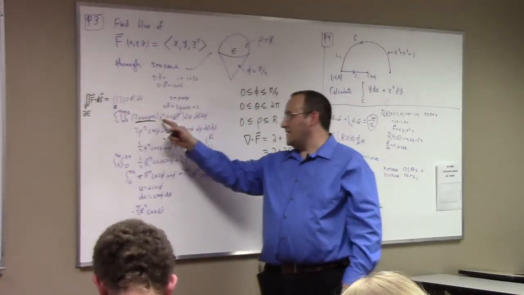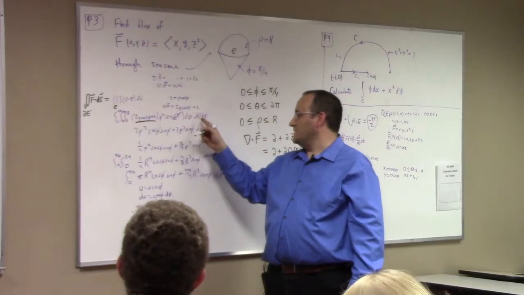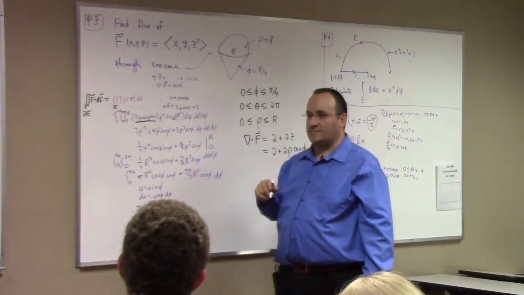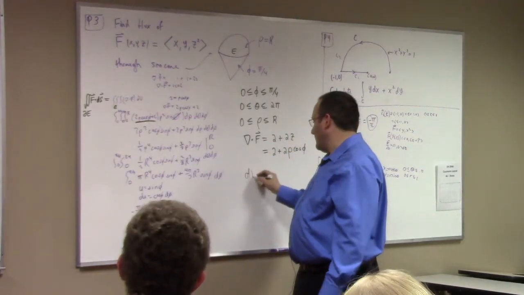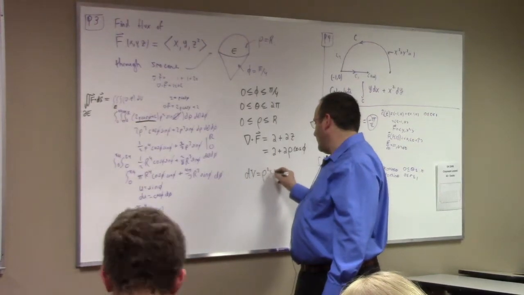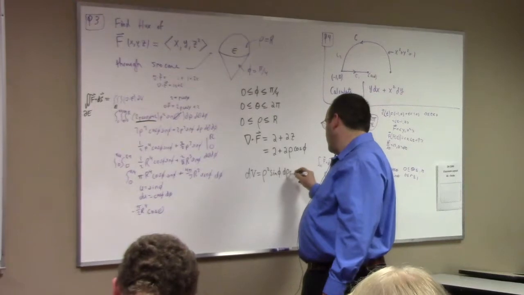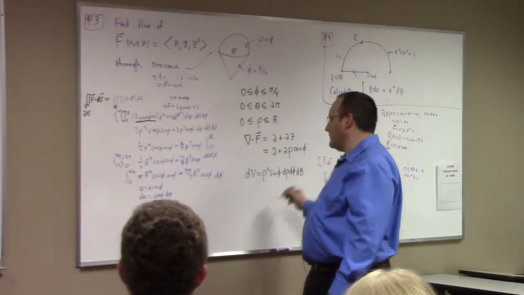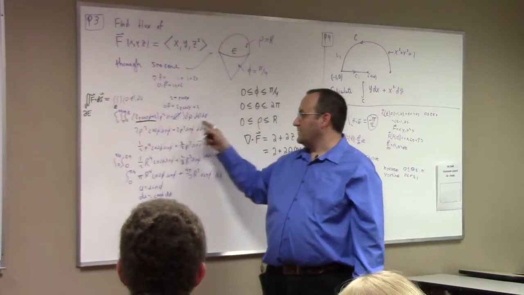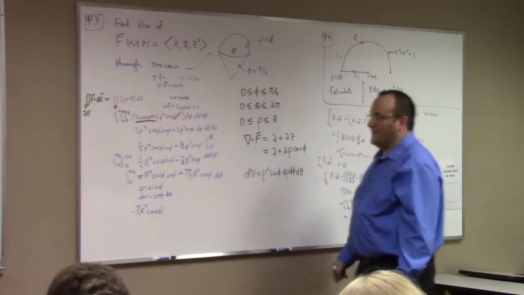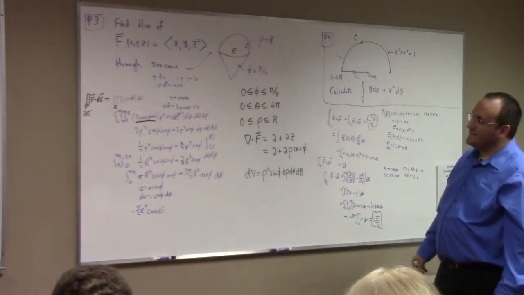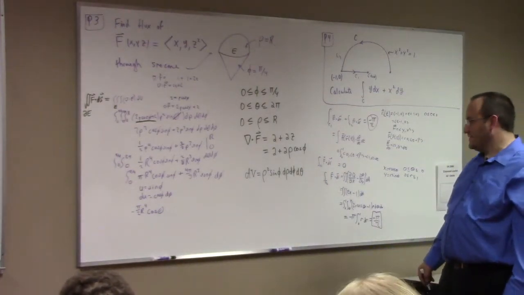What's this rho squared sine phi d rho d theta d phi? What's that? That's your volume element, right? The volume element is rho squared sine phi d rho d phi d theta, however you want to order them. So totally on board with that. What happens after that point, I'm not sure if I can commit to or not.